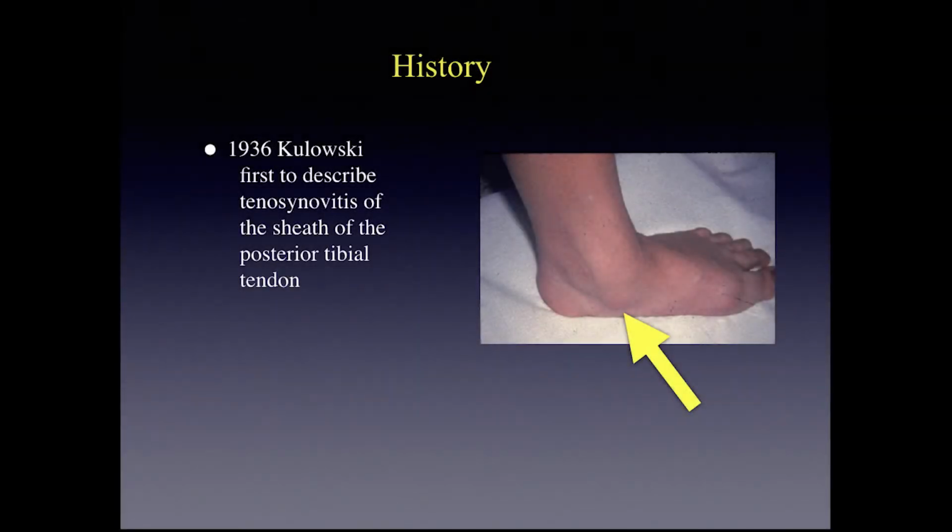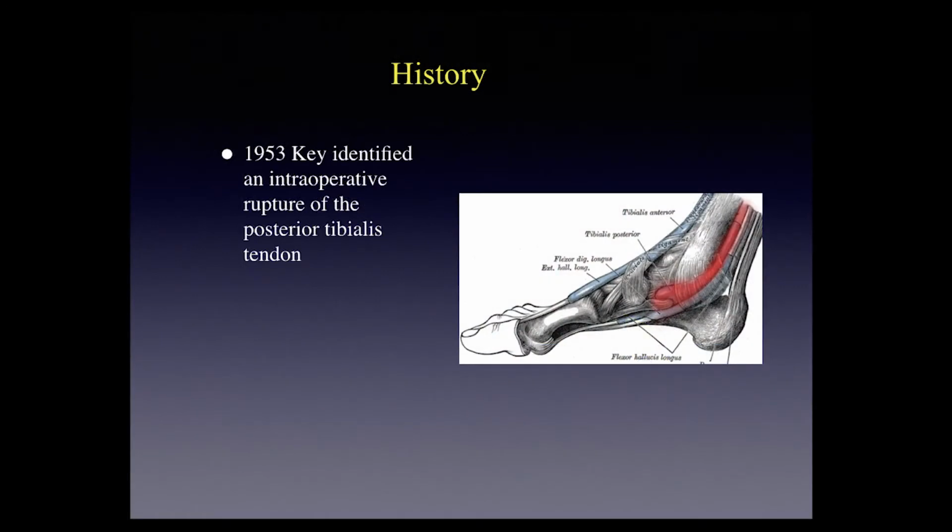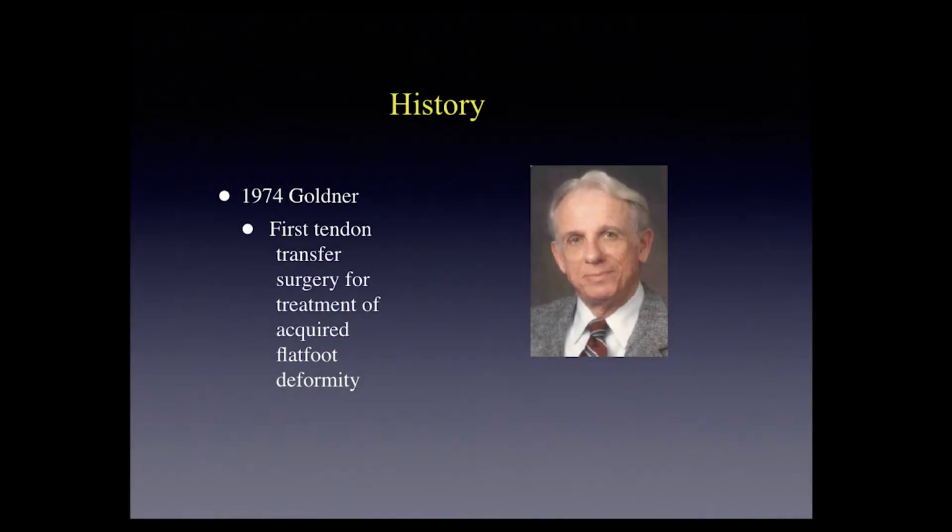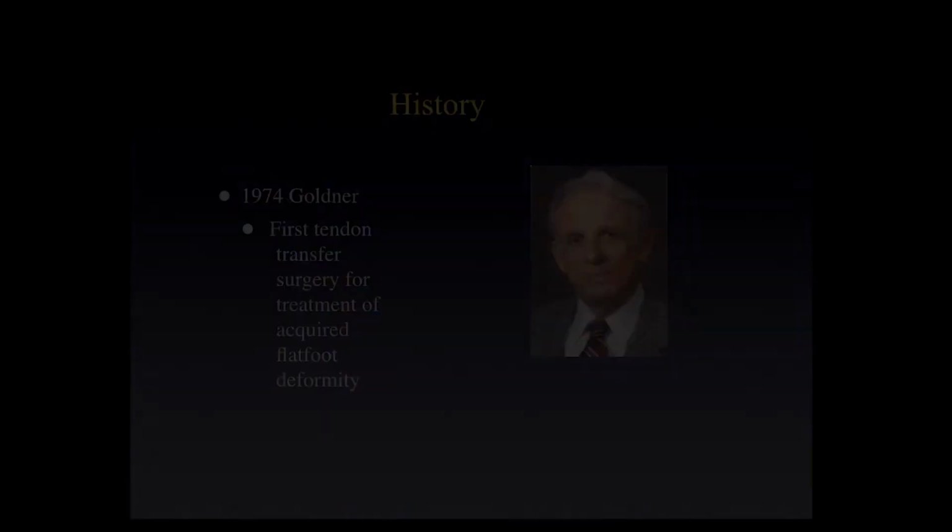Now, it was in 1936 that Kalowski first described inflammation of this tendon unit, and then in 1953, it was Key who identified that some people will rupture the posterior tibial tendon, as you see in this image. And it was relatively recently, in 1974, that Dr. Leonard Goldner first performed a tendon transfer surgery for a disease of the posterior tibial tendon with a flat foot deformity.